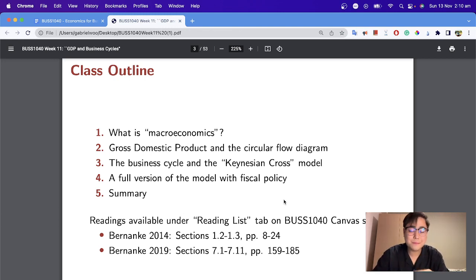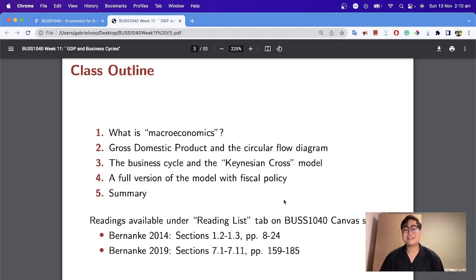Then we're going to be talking about the business cycle. In ACCT, we learned about the life cycle of a business. The business cycle is actually quite different from the life cycle of a business. It talks about the booms and busts, the peaks and the troughs, and how economies really move in a cycle.